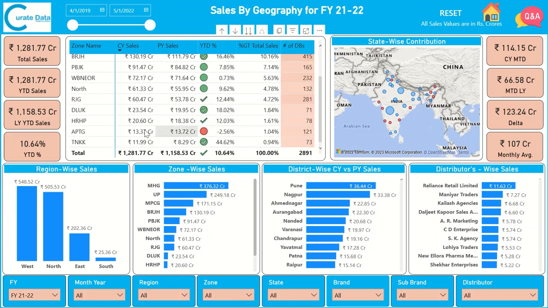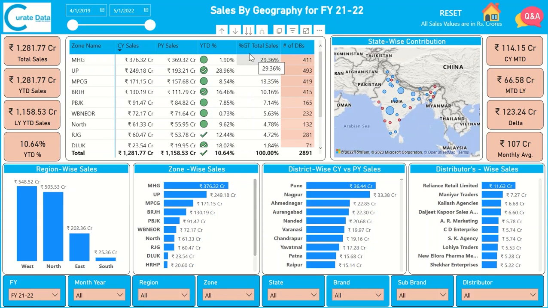Here you can see APTG, Andhra Pradesh, Telangana has been degrowing by 2.56%, and you can see there is an icon for that particular representation. Going forward, you will see percentage total sales. So this will show you the contribution of that particular zone versus pan India. And lastly, you can see how many distributors are contributing to my sales for that particular zone.